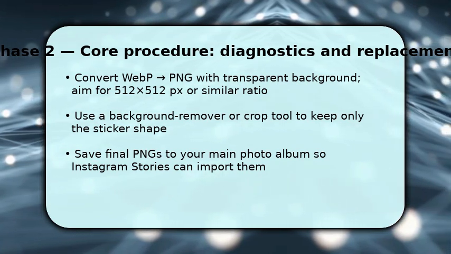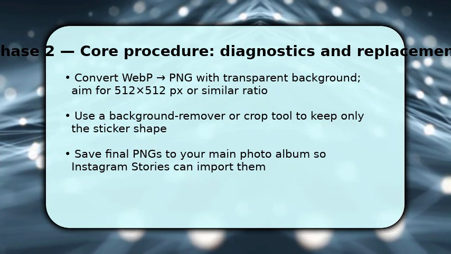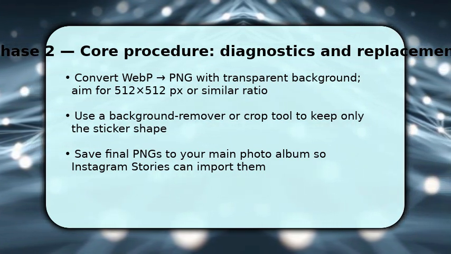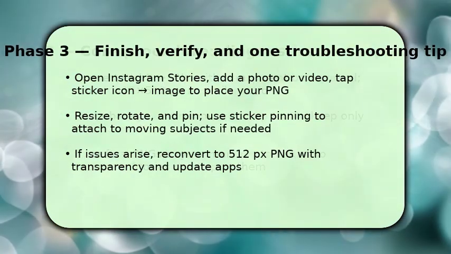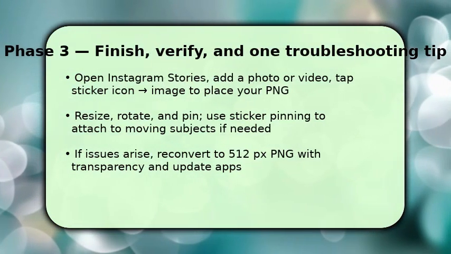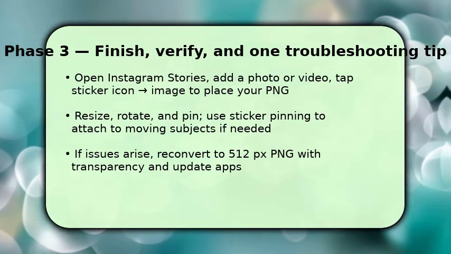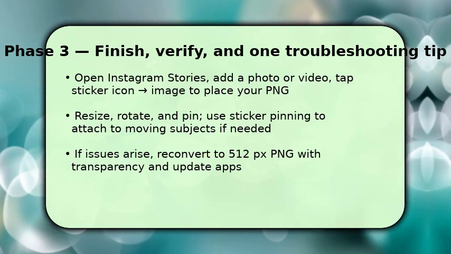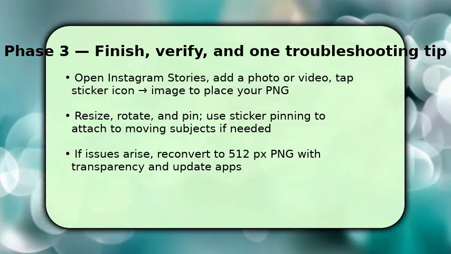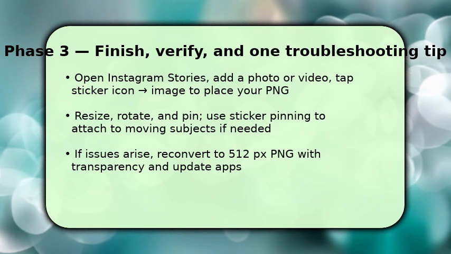Open Instagram Story Composer and load a background image or video, then tap the sticker icon and choose your saved PNG from the image picker. It appears as a custom sticker you can move, scale, or rotate. You can long press to pin it to a face or object in video stories. Finally, post or save the story.